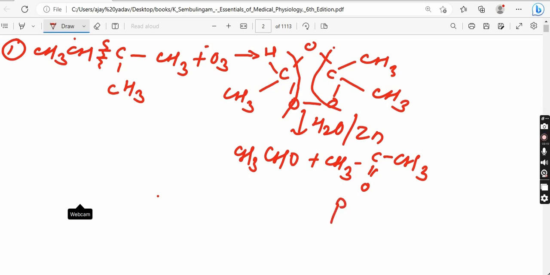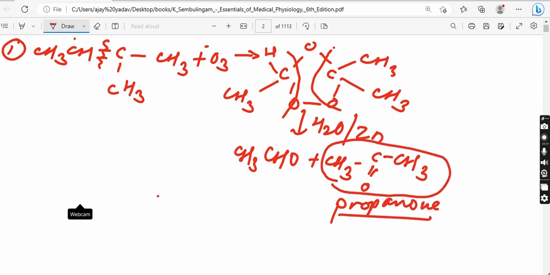So this is your propanone, right? Which is your ketone, right? This one is your ketone. Look here, this one is your ketone.